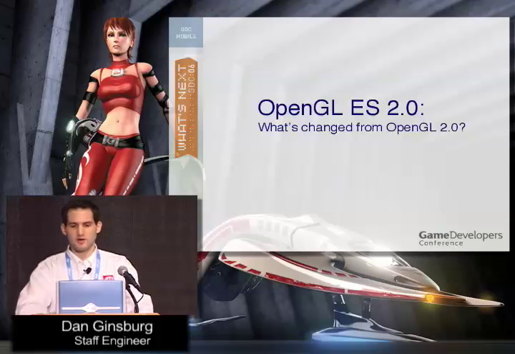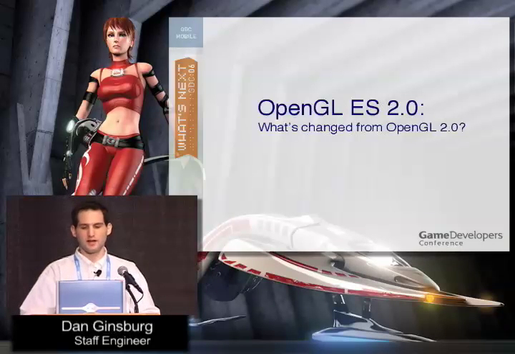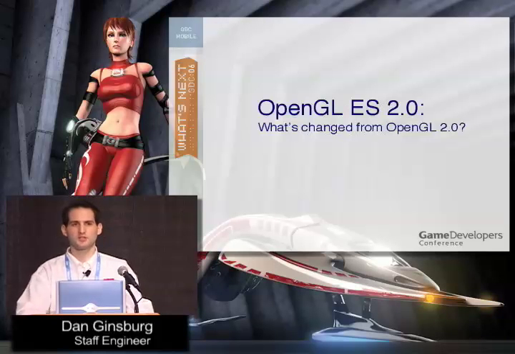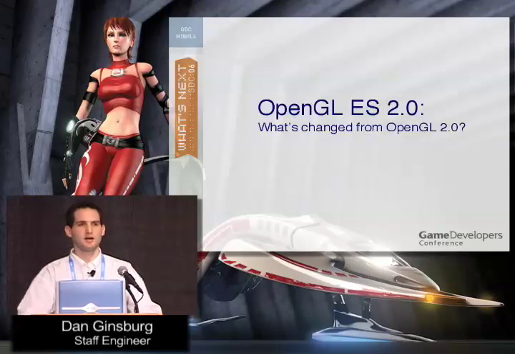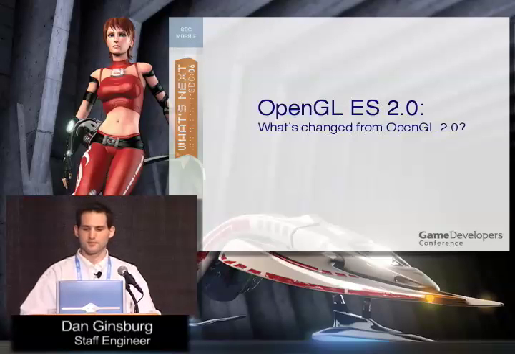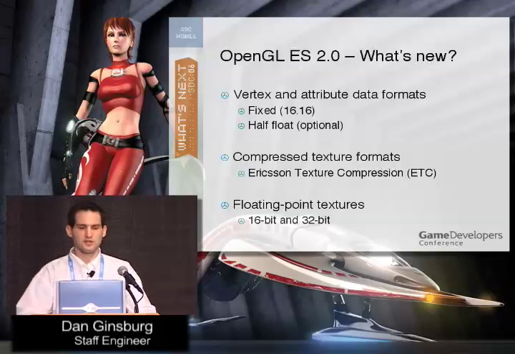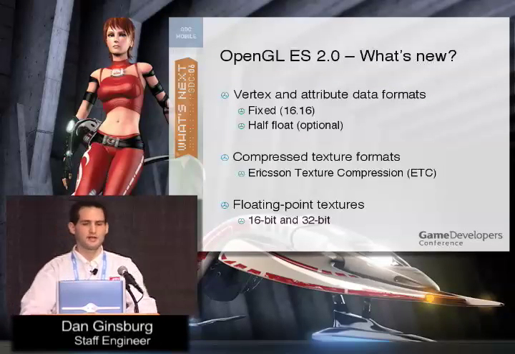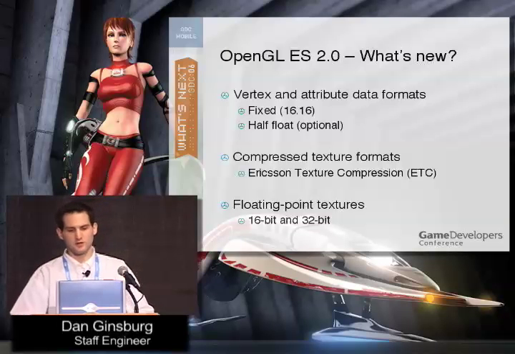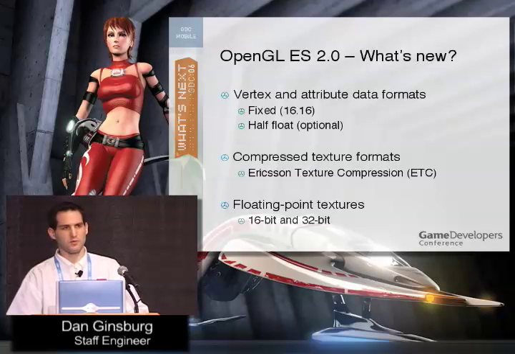So we've talked now about how shaders fit into the ES API, what's changed in the GL shading language. What I want to do now is talk about what's changed in the API aside from the shading language. So first of all, let's talk about what's new, what was added for ES 2.0. First of all, there are new vertex and attribute data formats.